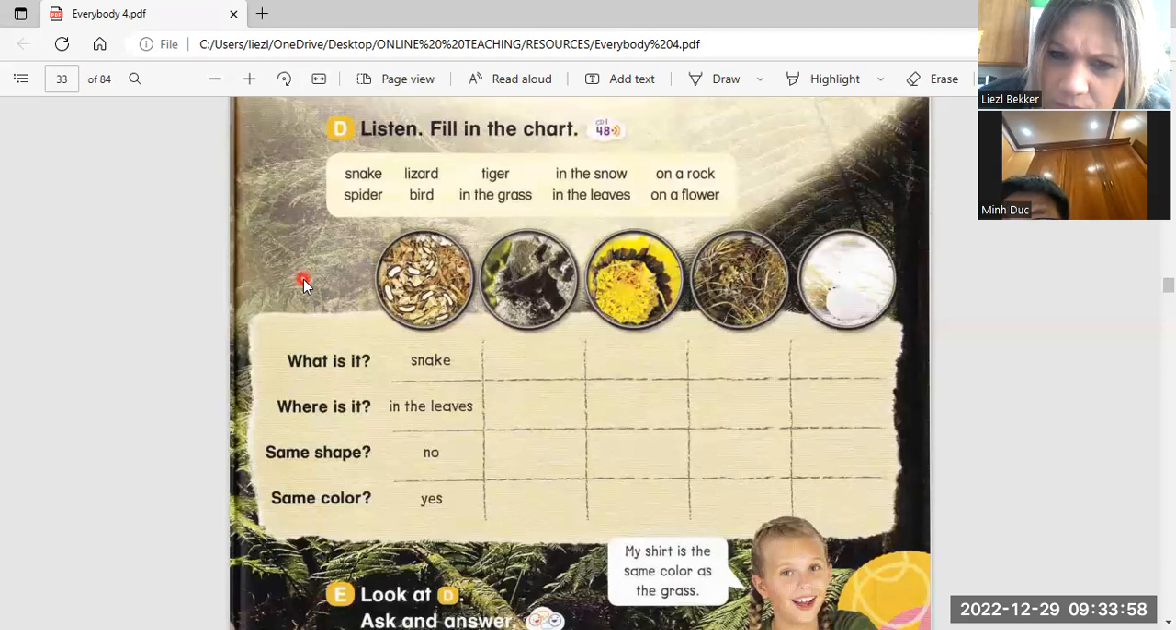Number three. Spider. Where is it? On a flower. Same shape. Yes. Same color. Yes. Okay, the next one. Oh, tiger. Where is it? In the grass. Same shape? No. It's a tiger and leaves. It can't be the same shape as grass. Okay, yes. Same color. Yes.